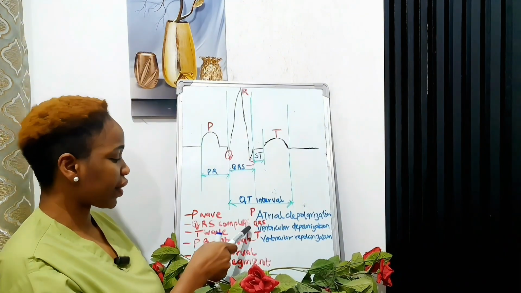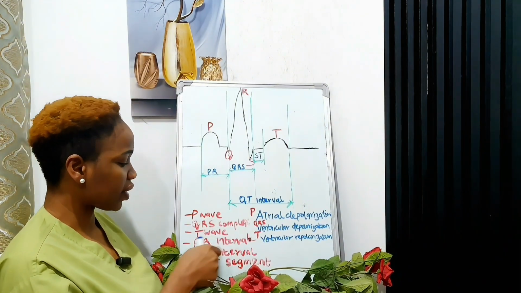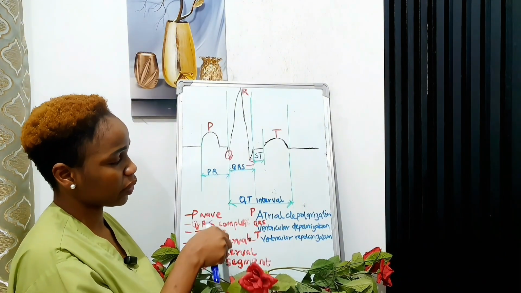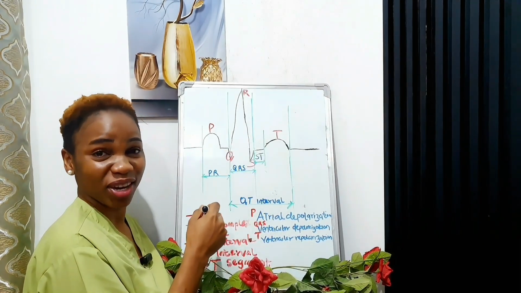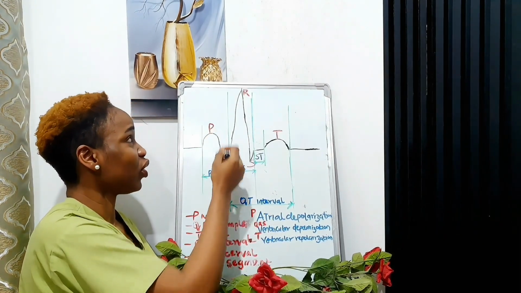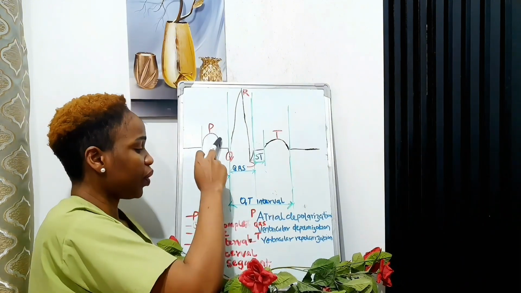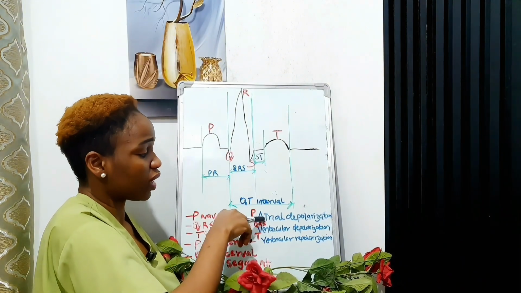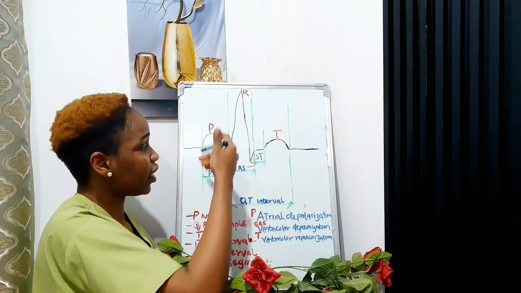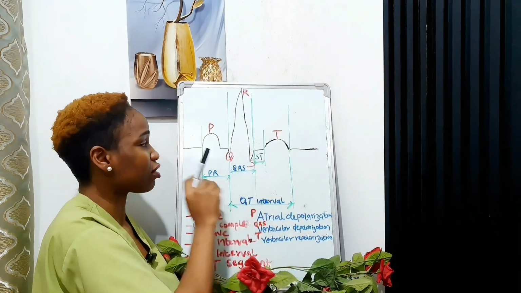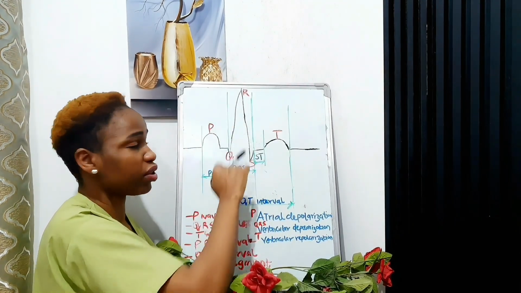P wave, QRS complex, T wave, PR interval, just like I said, this is what is being listed here. Do you know that each of these landmarks indicates that something is going on in the heart? I mean the P, Q, R, S, T waves. The P wave is known as atrial depolarization, that is atrial contraction. Here, the atria, the upper chambers of the heart, contract in order to push blood into the ventricles.